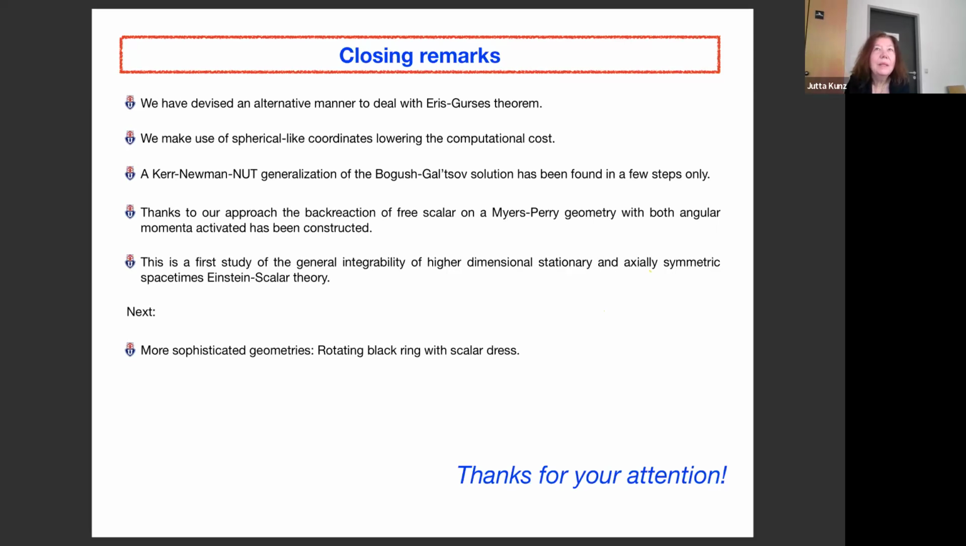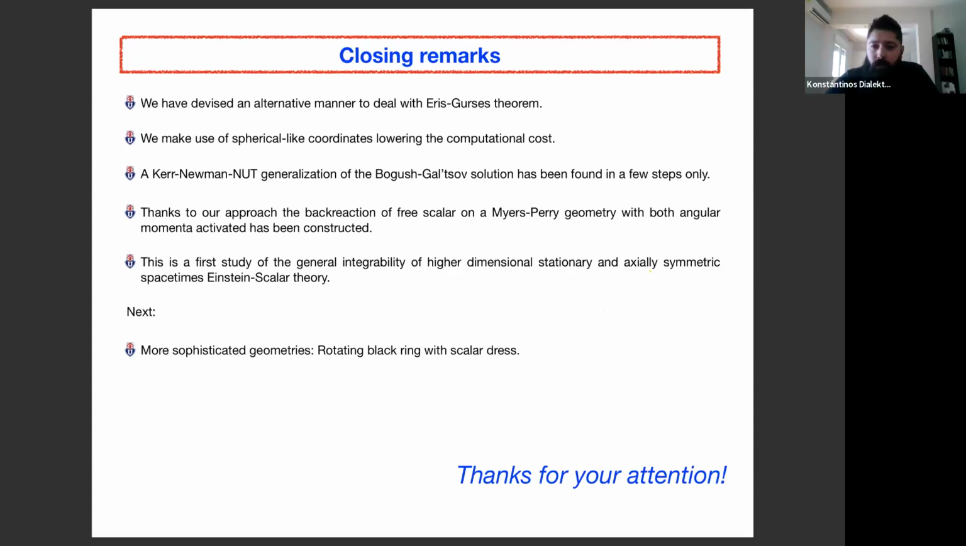And I have a second question which concerns the scalar. Does it matter whether you have an ordinary scalar or a phantom scalar? I think that the phantom does not spoil the construction, but definitely if it's not real. So for example, with a complex scalar, then I think the Erişs-Gürses theorem breaks down. But if you change the sign of the kinetic term, I would say it works. Although we didn't try. Okay, thank you. Thanks to you.